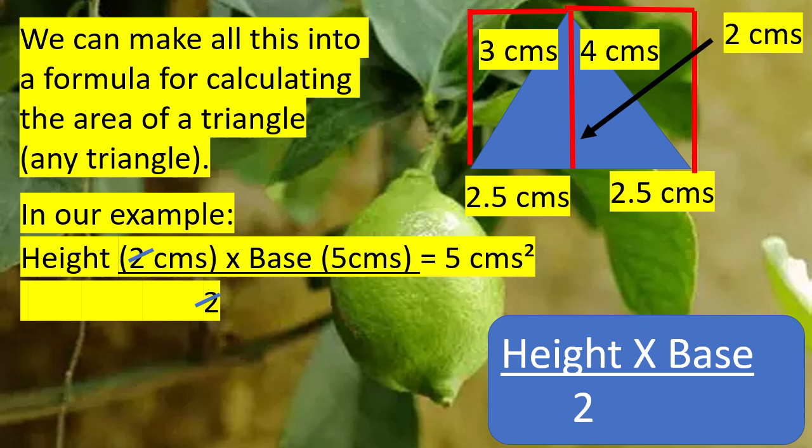So in our example, we have the height, which is 2 centimeters, times the base, which is 5 centimeters, and we divide that by 2, and so we have 2 times 5 equals 10, divided by 2 equals 5. So the formula is in the blue box in the bottom corner there: height times base divided by 2, and that will give you the area of any triangle.